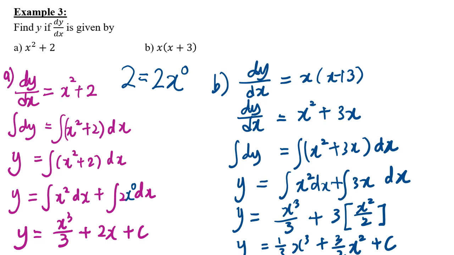Then introduce the integration sign, multiply by dx on both sides, and then you integrate x squared. After that, you integrate 3x. And remember to add a constant c to your final answer.